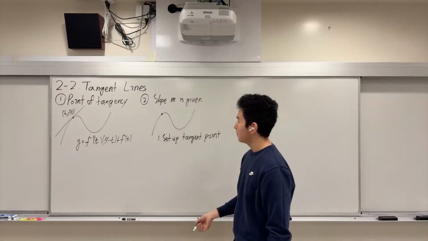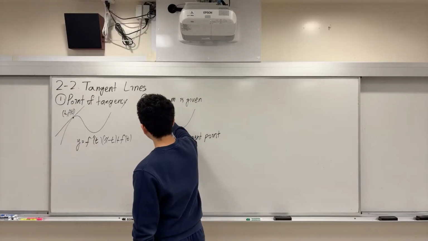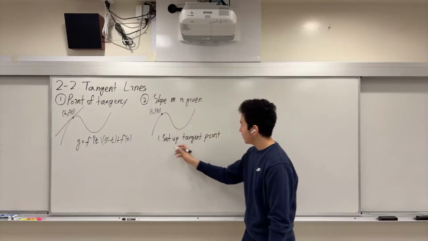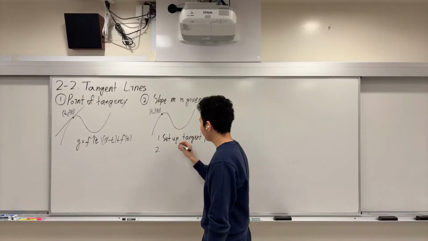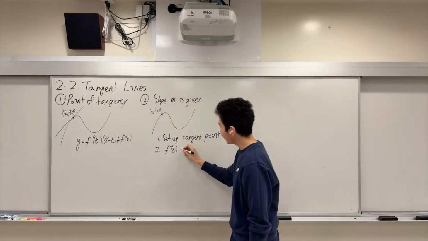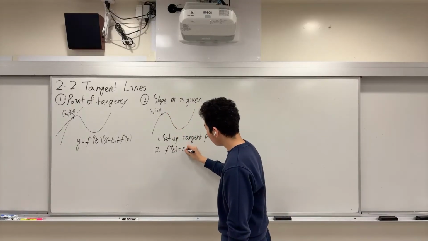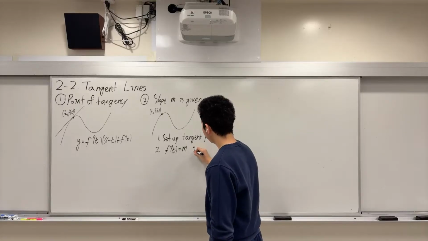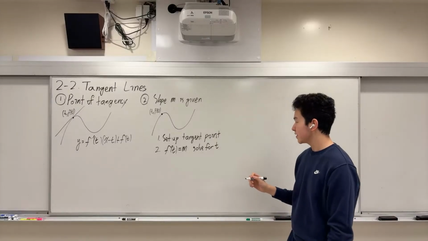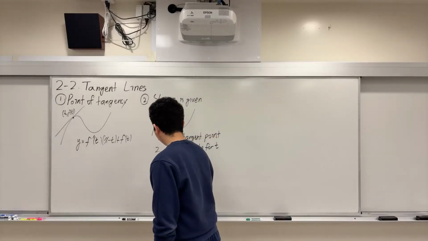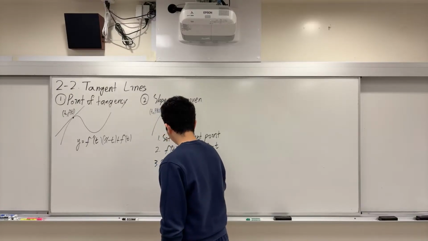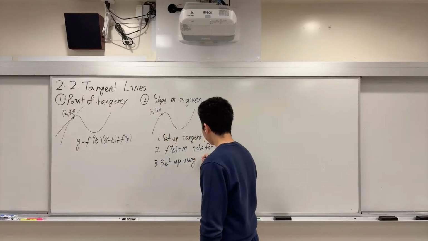So use a variable. I like to use the variable t, so I'll first set up t comma f of t. Okay, and then number two, I'm going to find f prime of t. But now I'm given the slope m, so I can set the equation f prime of t equals m, and I can solve for t. Whatever number of solutions that I get, then I can set up the tangent line using the point-slope form.